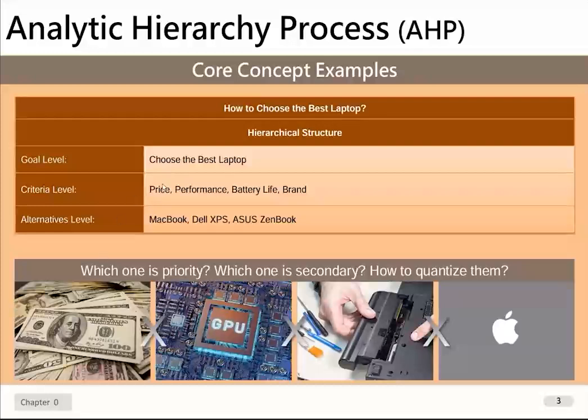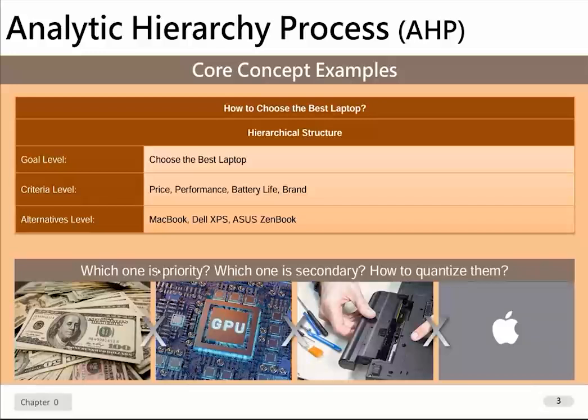So if you compare price to performance, which one is more important? Probably for you guys, the price is more important because this one is more practical, right? And for the price compared to battery life, yeah, for sure the price will be more important. And how about the price compared to the brand? And if you are an Apple fan, probably you will think the price is more important than the brand.